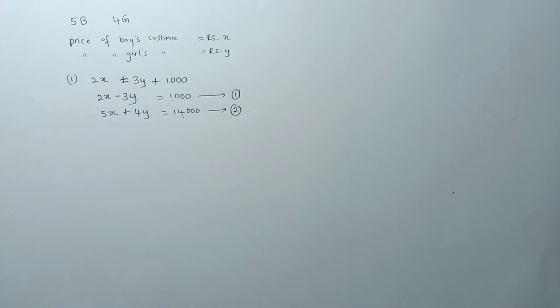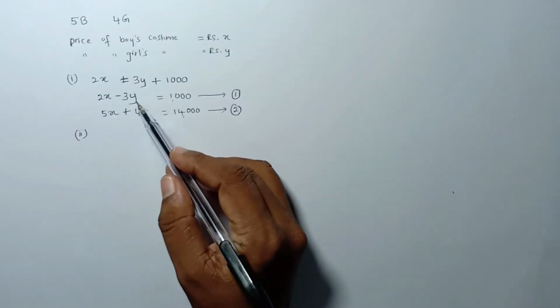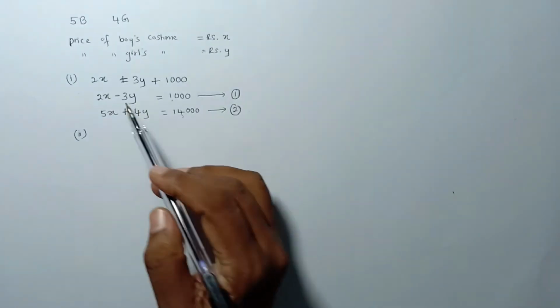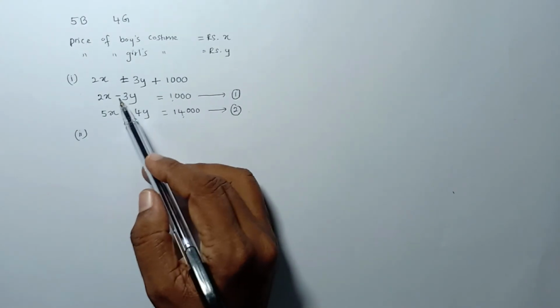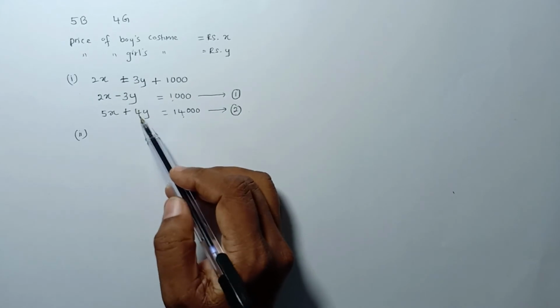Part 2 of the question says, by solving these equations, find separately the price of a boy's costume and the price of a girl's costume. Okay, you have to find the values of x and y. Here I will use the elimination method. You can see the elimination of y is easy because you can add these two equations, because the coefficients of y are minus and plus here. Therefore, adding these equations you can easily eliminate y.